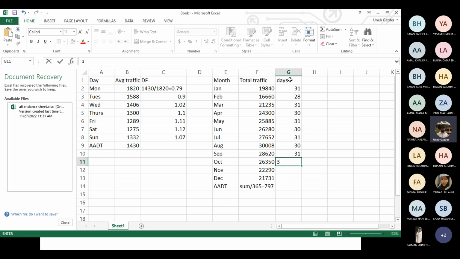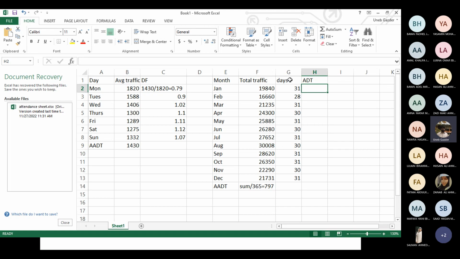August has 31, then 31, 30. So these are the days in the month, and you just see the calendar and you will know how many days there are in each month. So I need the ADT of each month. Then I'll take the traffic.